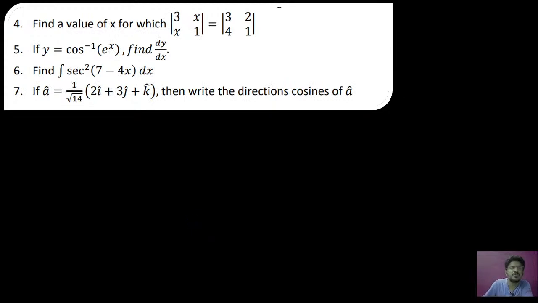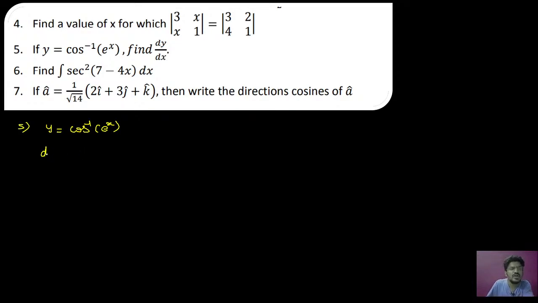So you see the fifth problem, that is y equal to cos inverse of e raised to x. We have to find dy by dx. So here you can see the cos inverse differentiation formula, all of you must know.